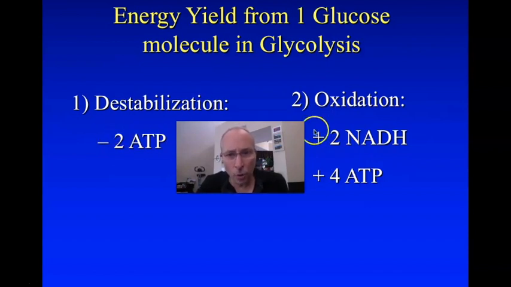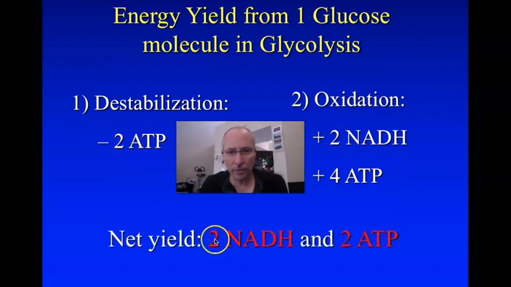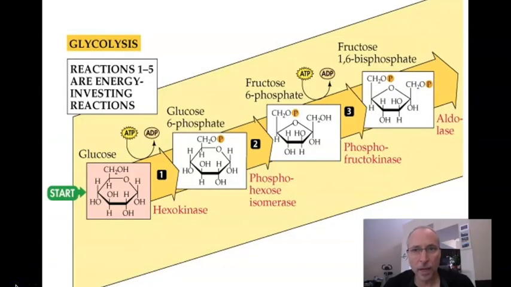At the overall, then, we're looking at the total net yield. Then we have to subtract away these 2 ATP, and the net yield then gives us 2 NADH and 2 ATP for these reactions.